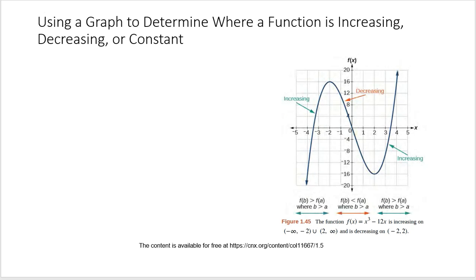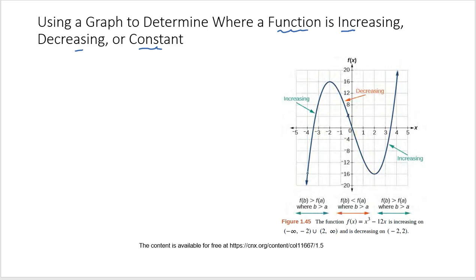In this section, we want to learn how to determine if a function is increasing, decreasing, or if it's constant. So we know that from left to right, x variables are increasing. When x variables are increasing, if y variables are also increasing, then we say the function is increasing. If y variable is decreasing, then we say the function is decreasing.